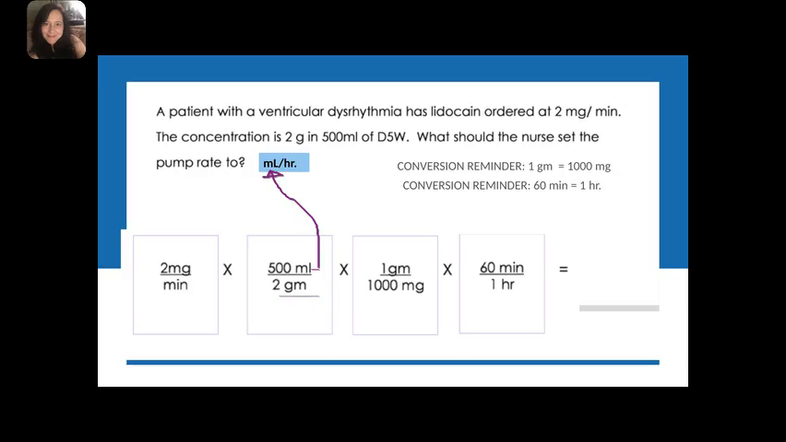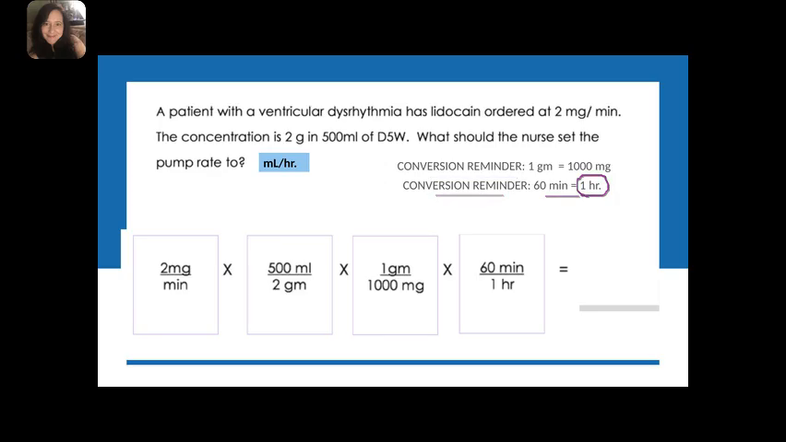Now, having done this, I still have a mil, but I have too many things that I don't need: the milligrams, the minutes, and the grams. So I'm going to begin to consider my conversions and get rid of those. I understand that a conversion, 1 gram equals 1,000 milligrams, and another conversion that's going to be important is 60 minutes equals 1 hour. I still need that hour, so that's important to be placed in my denominator.